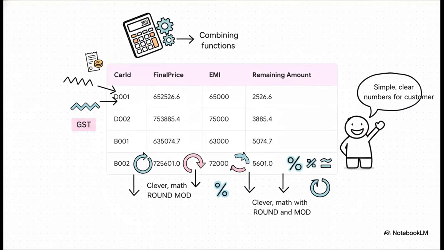Now this is where things get really slick, because we start combining functions. We calculate the final price with the tax, and then use some clever math with round and mod to figure out a clean monthly payment and the exact down payment the customer needs to make. We just turned a complex offer into simple, clear numbers.